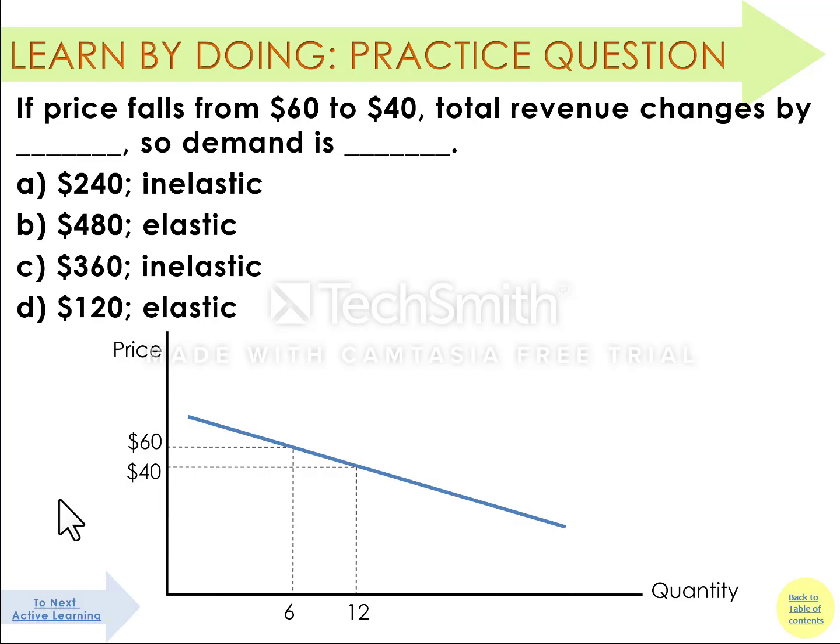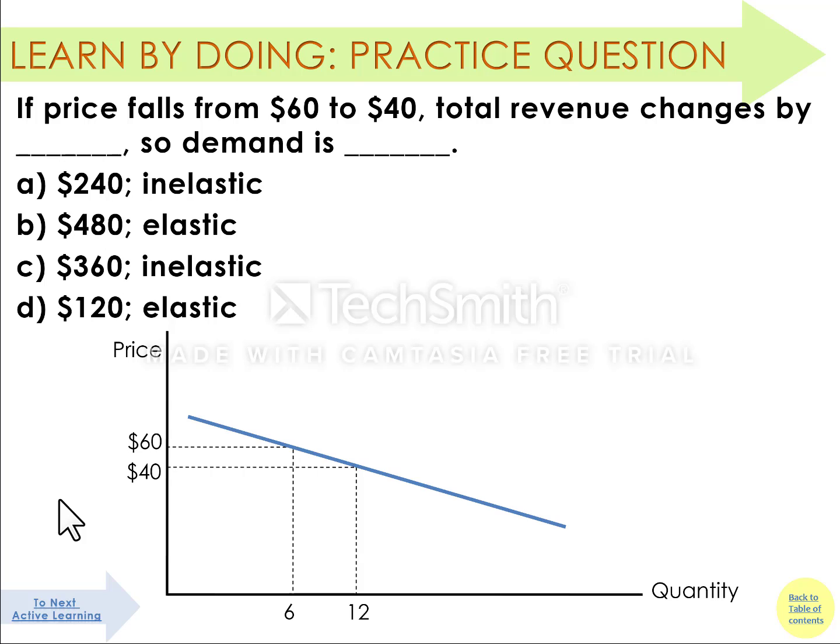Here's a practice question. I'll read it, then you can pause and work the problem, then I'll share the answer. If the price falls from $60 to $40, total revenue changes by how much? And what would we call the demand curve? So is it A, $240 inelastic, B, $480 elastic, C, $360 inelastic, or D, $120 elastic? Go ahead and pause and work the problem.